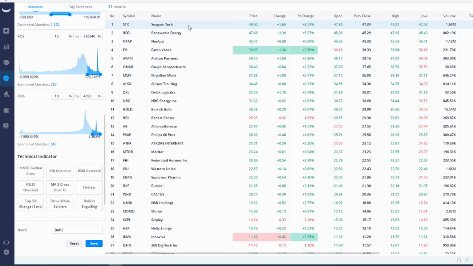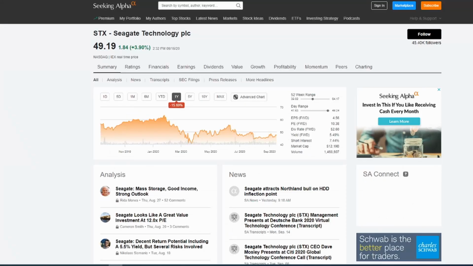So Seagate Technologies is an international data storage technology company. To take a look at them a little more closely, we will go to seekingalpha.com. We can put in their ticker symbol or name here, and it'll come up, but I've already searched it. So let's take a look at some of the details about Seagate Technology.